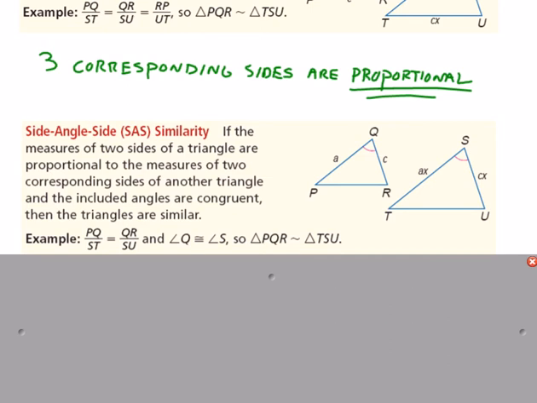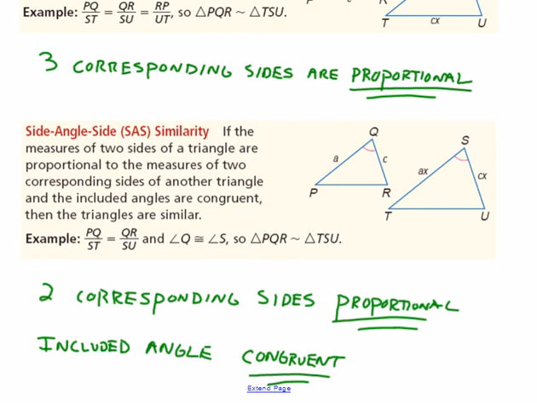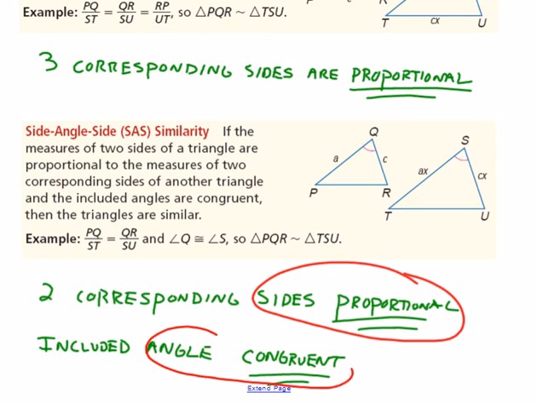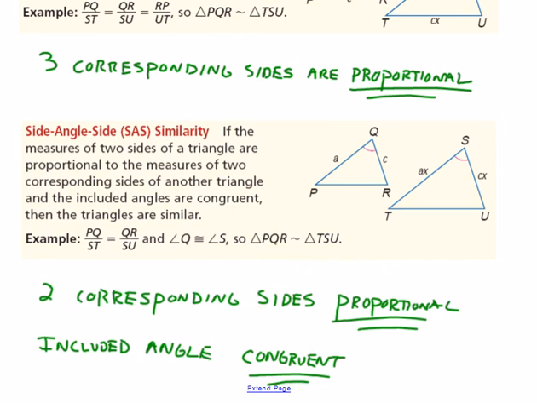And the last one is side, angle, side, where now we have two sides that are proportional, and we have one angle that is congruent. And not only that, but we also learned from before when we did congruency that in order to be side, angle, side, that angle has to be in the middle, which we call included. So if two sides are proportional and the included angle is congruent, then those two triangles would be similar, not congruent, and they would be similar by side, angle, side similarity.